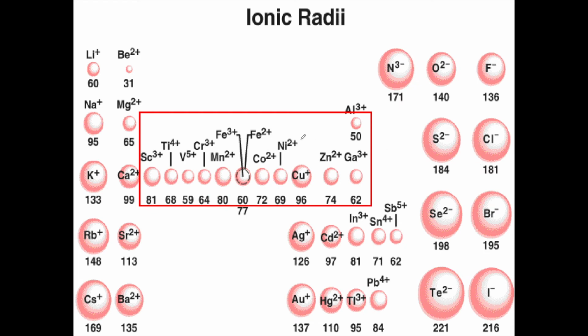Here are the ionic radii of the transition metals and also the other elements. The alkali metals and alkaline earth metals have a tendency to donate their electrons. So what happens here? The size of the positive ion becomes smaller than its parent atom. While for the p group here, they have a tendency to receive electrons. So what happens to the size? When they receive electrons, they become bigger than their parent atoms.